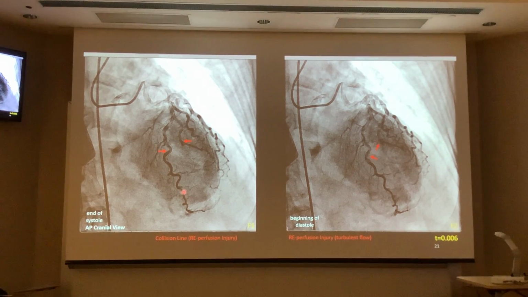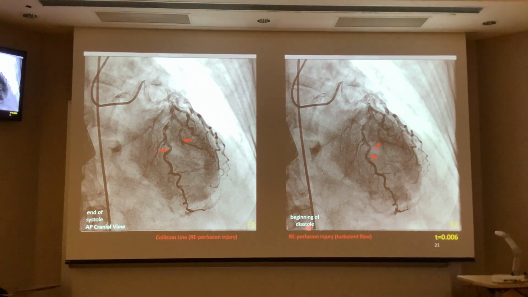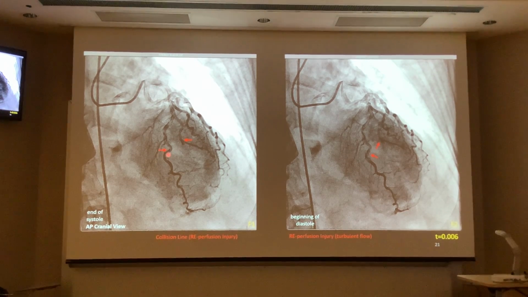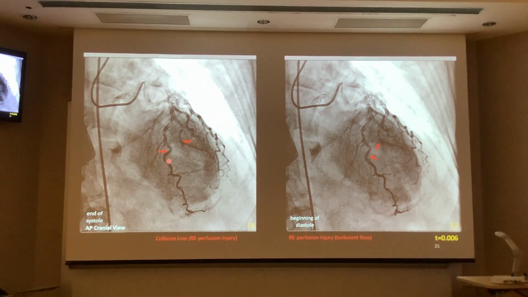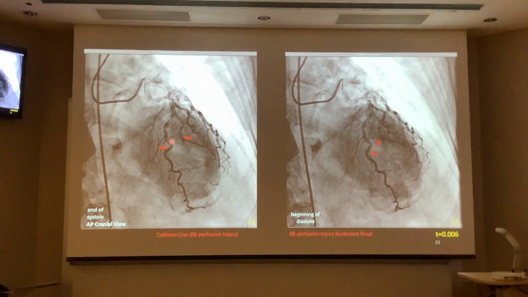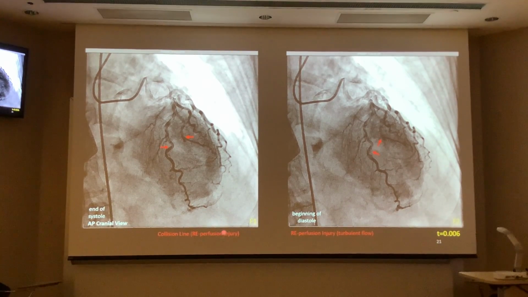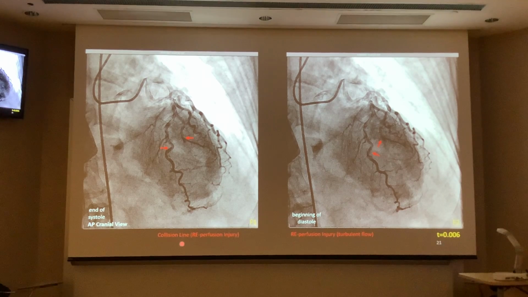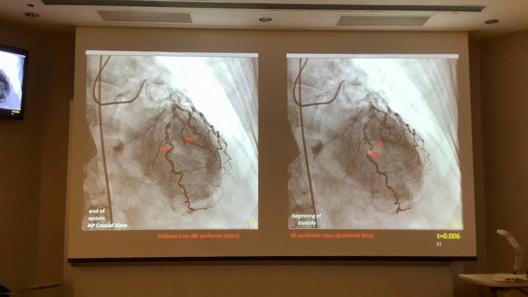These are freeze frames during the angiogram of the point between the end of systole and the beginning of diastole. The red arrows indicate a point where there's a sharper division between the contrast in black and the blood in white that's coming through the artery. We call this a collision line or a line of separation. Then at the beginning of relaxation, more blood rushes in, and we get this more grayish appearance because we think that indicates the initial turbulence of the blood rushing in, mixing with the remaining contrast.